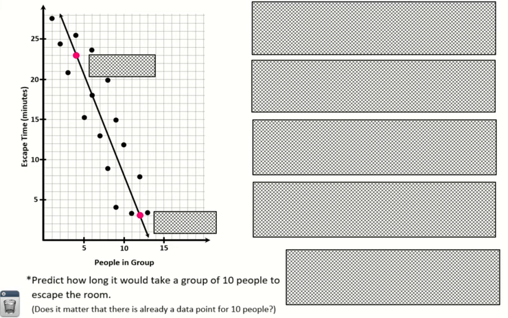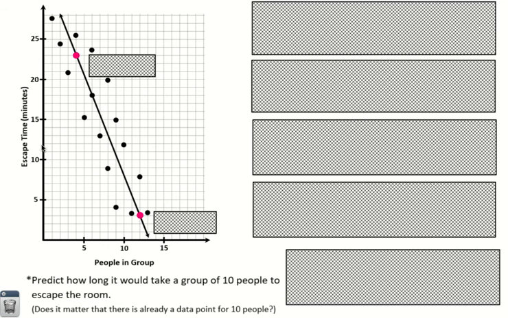Does it matter that there is already a data point for 10 people? Here's the theory, okay? There's already a data point right there. It looks like as part of the survey or data collecting, there was a group of 10 people that took just about 12 minutes, maybe just under 12 minutes, to escape the escape room.